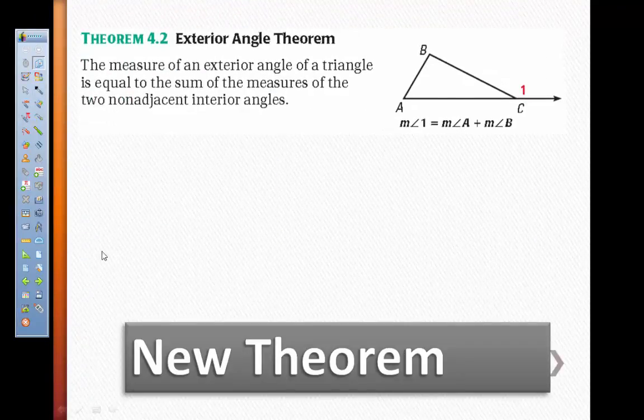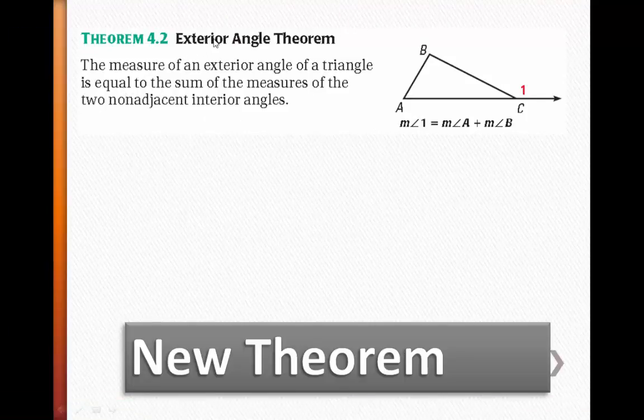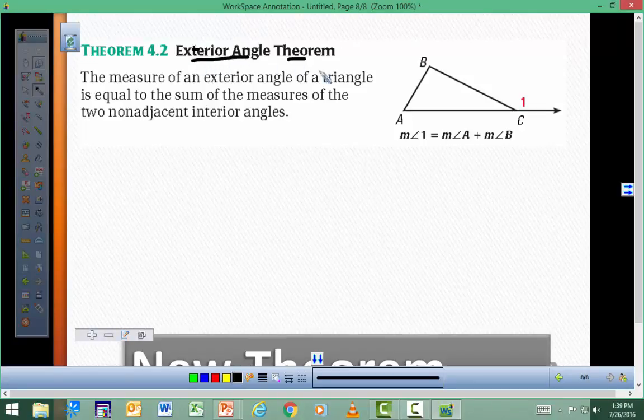So here's another new theorem. This one says, well, first of all, it has a new name. It's called the exterior angle theorem. So there's an exterior angle, and it turns out that there's three angles in here. You have three interior ones, right? It turns out that this one's equal to the sum of these two angles added together. You add this one and this one, and you just add them together.